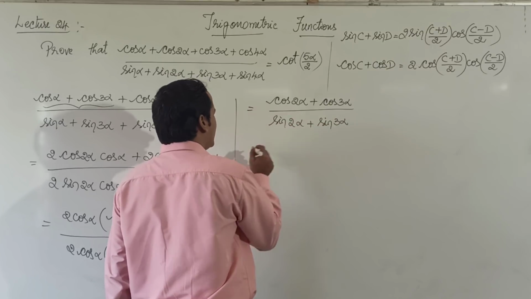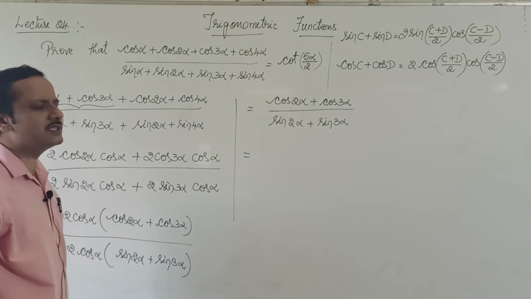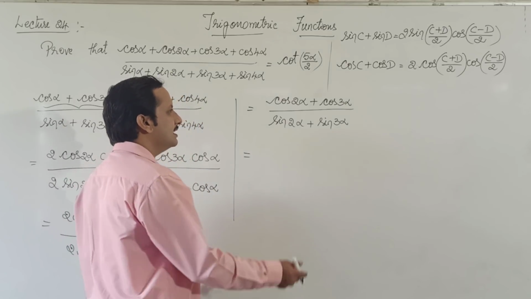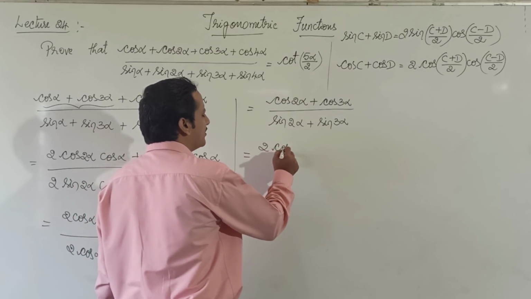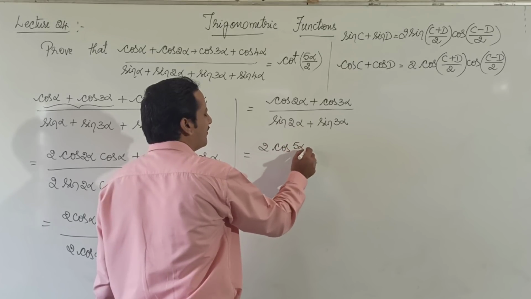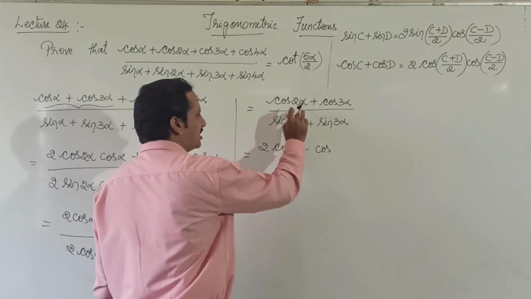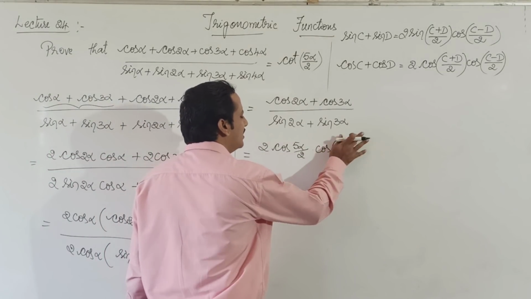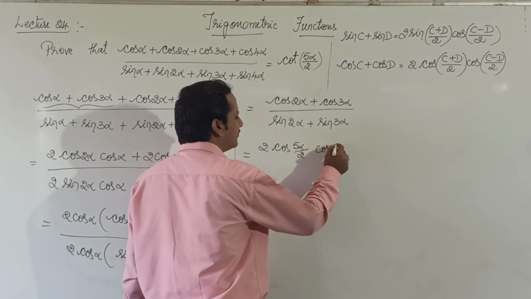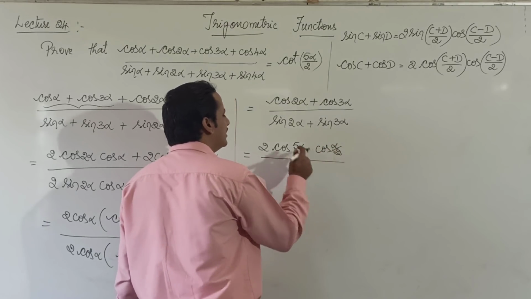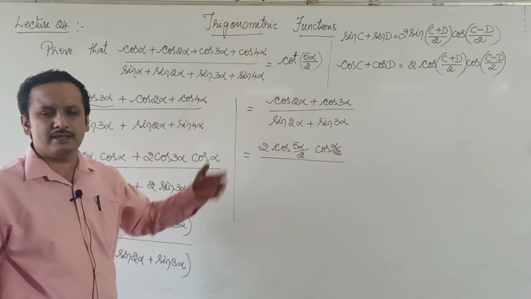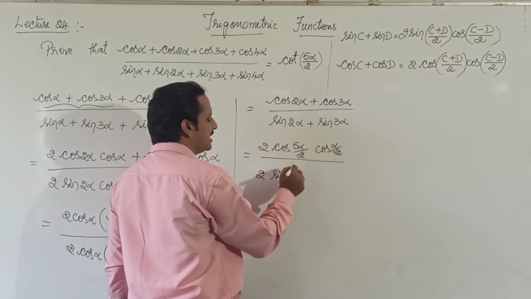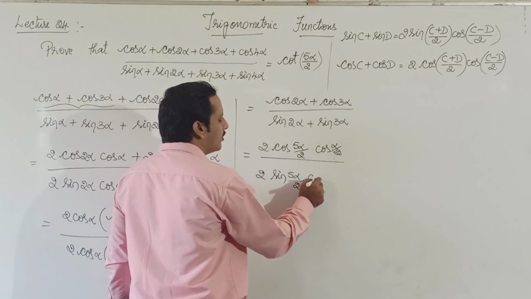Okay, this is equal to. Now this numerator is of the form cos C plus cos D. Cos C plus cos D is equal to 2 cos (C plus D) by 2, 2 alpha plus 3 alpha, 5 alpha by 2, into cos (C minus D) by 2, 2 alpha minus 3 alpha is minus alpha by 2. Cos of minus alpha by 2 is same as cos alpha by 2. Okay, divided by. Here I am using again the sin C plus sin D formula. That's equal to 2 sin (C plus D) by 2, 2 alpha plus 3 alpha, 5 alpha by 2, into cos (C minus D) by 2.